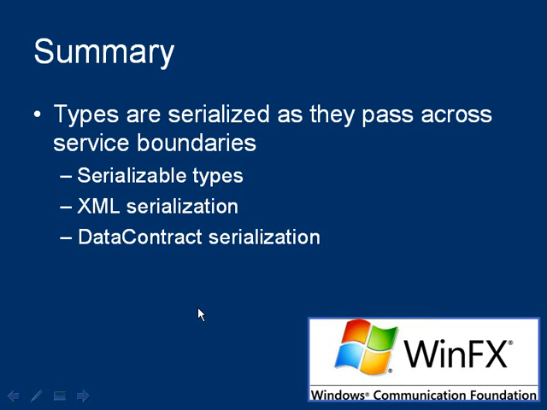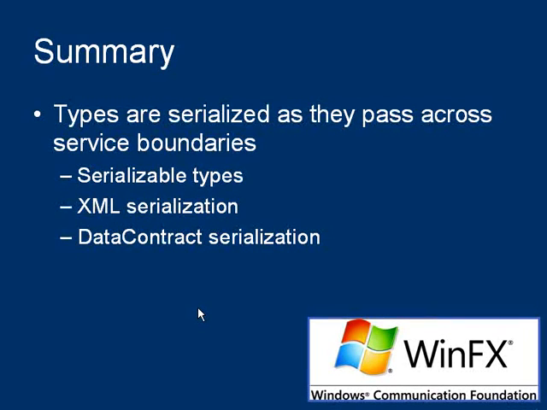Let's just summarize what we've seen in this short session. We've seen that with the WCF, when we define a contract that separates two services, types that are members on the operations of that contract are serialized as they pass between the services, across the boundaries between the services. And we've seen that there's a number of different ways we can do that serialization.